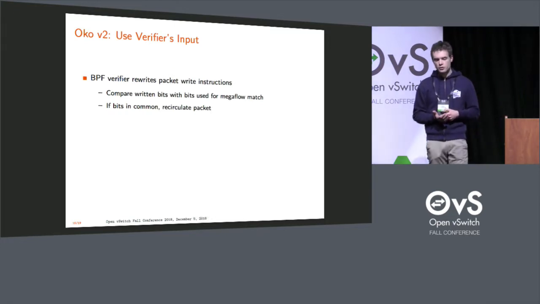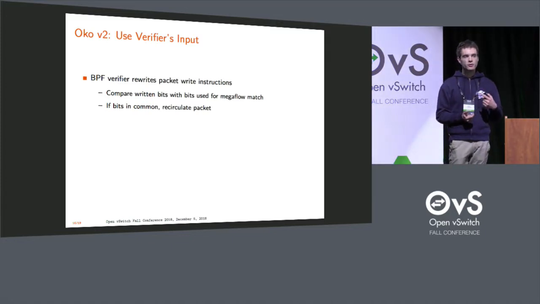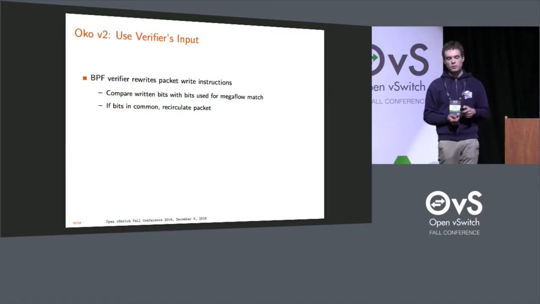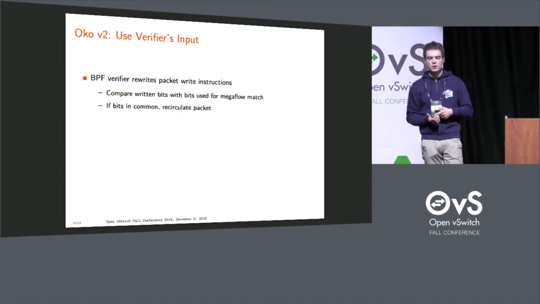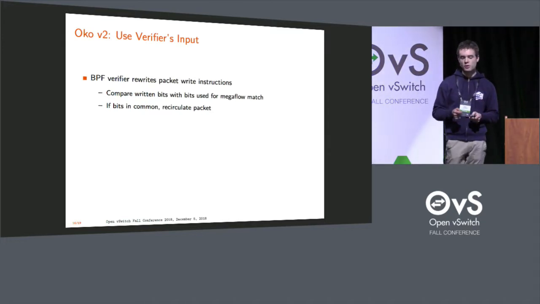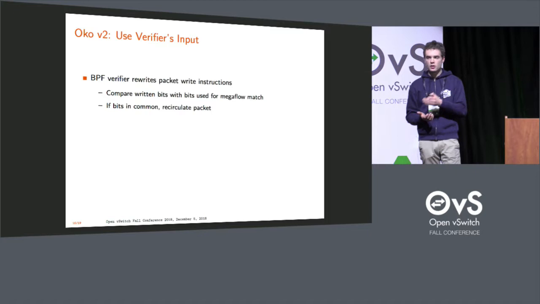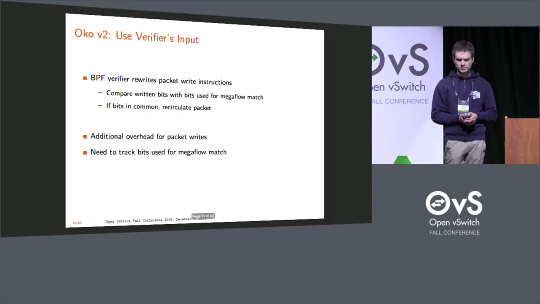So the second approach we took, we tried to do a bit more work at the BPF verifier. And this time, we had the BPF verifier rewrite whole packet write instructions. So we modified the packet write instructions to compare the bits to which we are going to write in the packet with the bits used for the megaflow match. If there are bits in common, we're very sure that we need to recirculate the packet because we changed the fields on which we matched to execute the subsequent action.